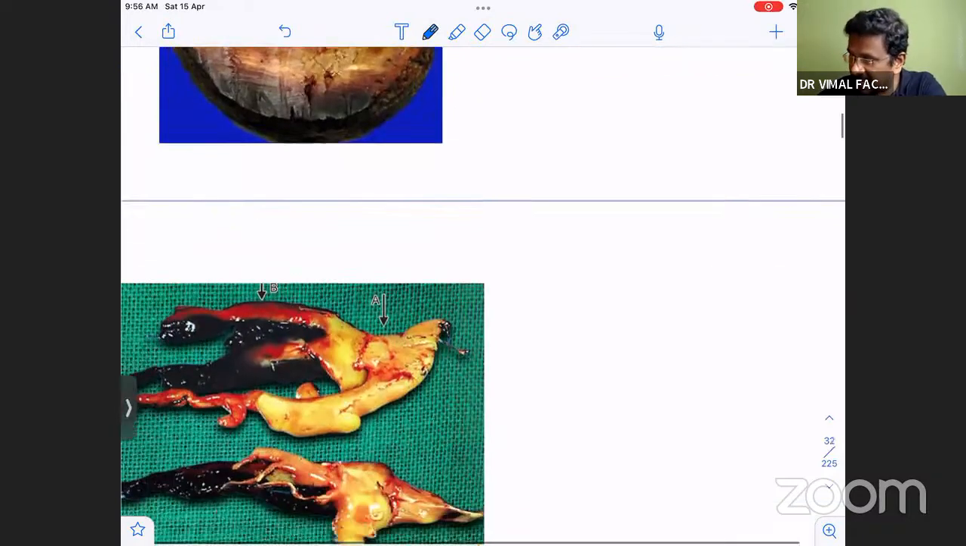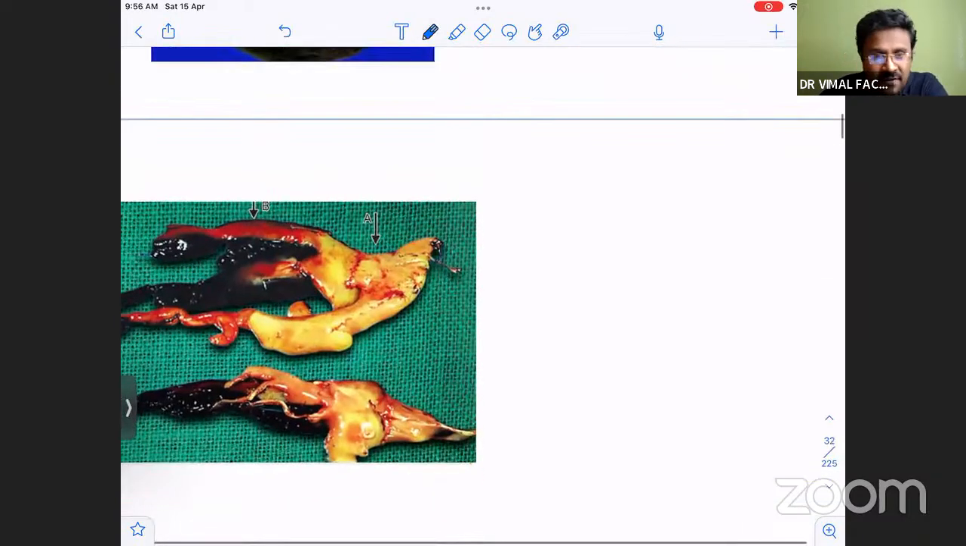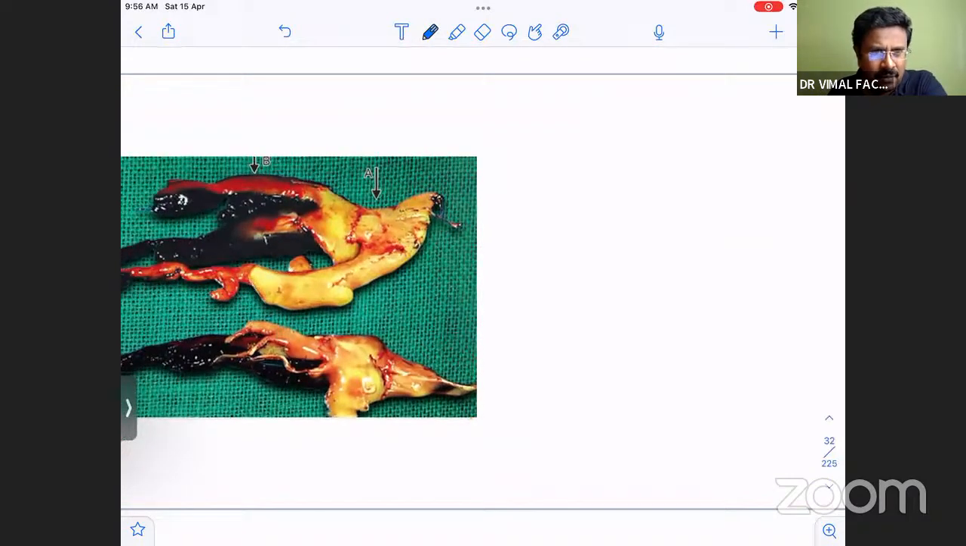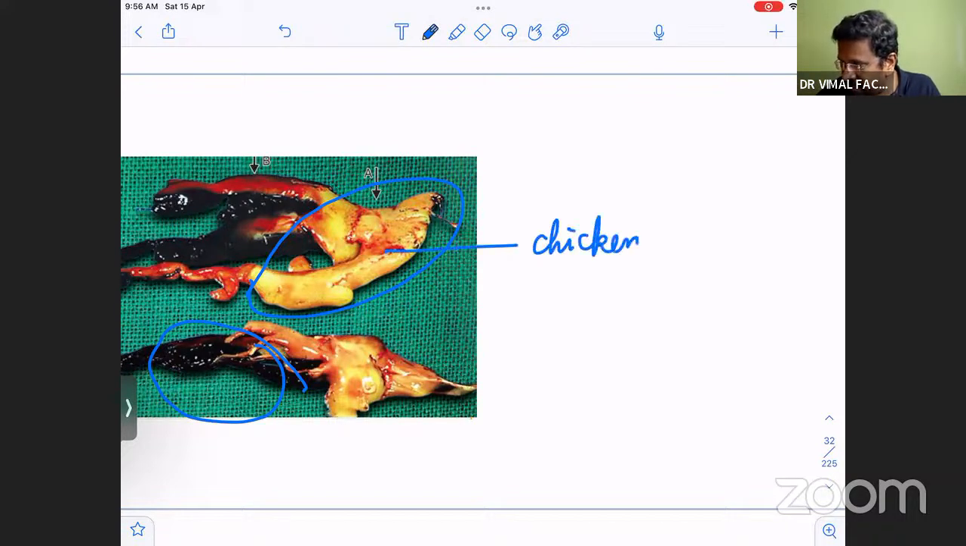If you can see this kind of solid mass, one area appears yellowish in color, and the other area appears reddish in color. What is this thing? Alternating, yellowish in appearance. Yes, chicken fat appearance. Very good. This is called the chicken fat appearance because it is yellowish in color.